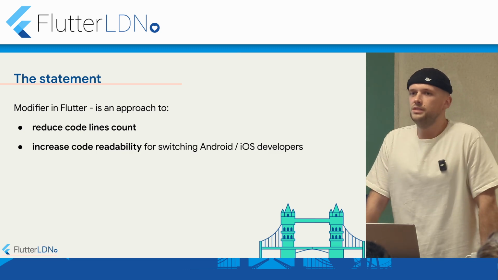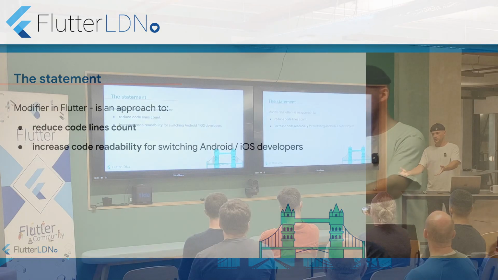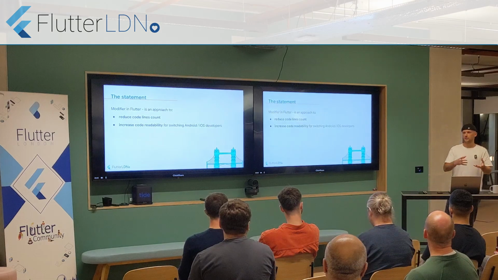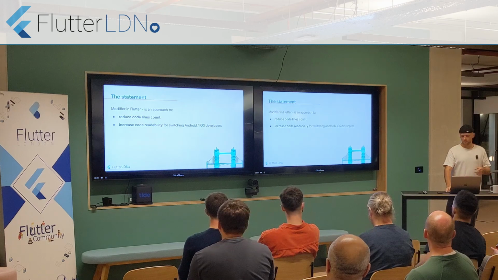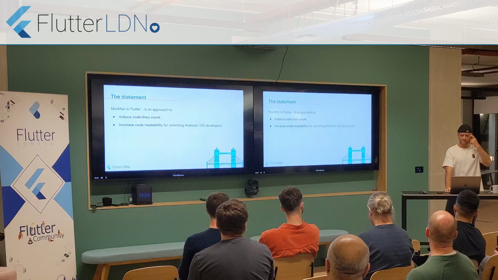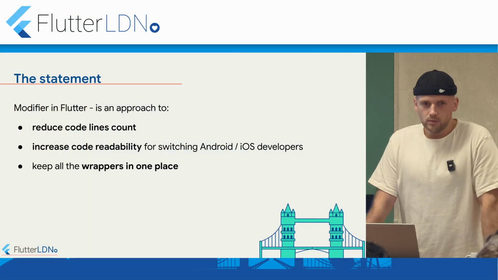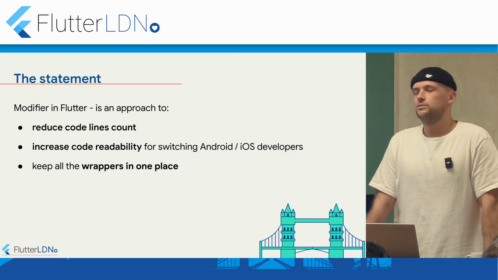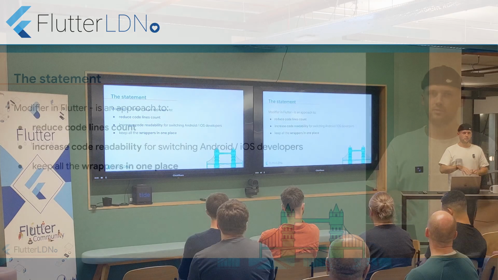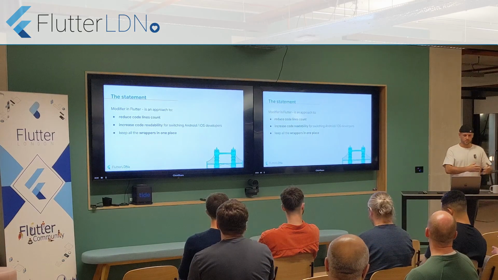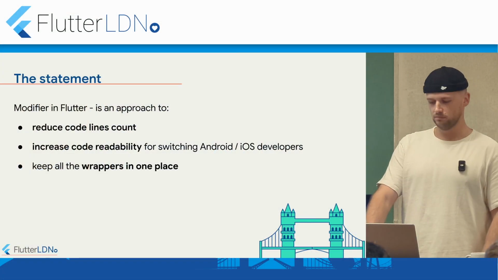Also, it could increase code readability for those who are switching from Android, so they will see, oh, that's the modifier, we can use it the same way, and all the other composables or widgets are pretty much the same. And iOS developers, I think in SwiftUI, they have similar things. Similar, not the same. And also, we can keep all the modifiers or wrappers or stylers or decorators all in one place, so as not to spread them over the code base. And if needed, we can just adjust them, and it will be nice, tidy, cute, whatever.